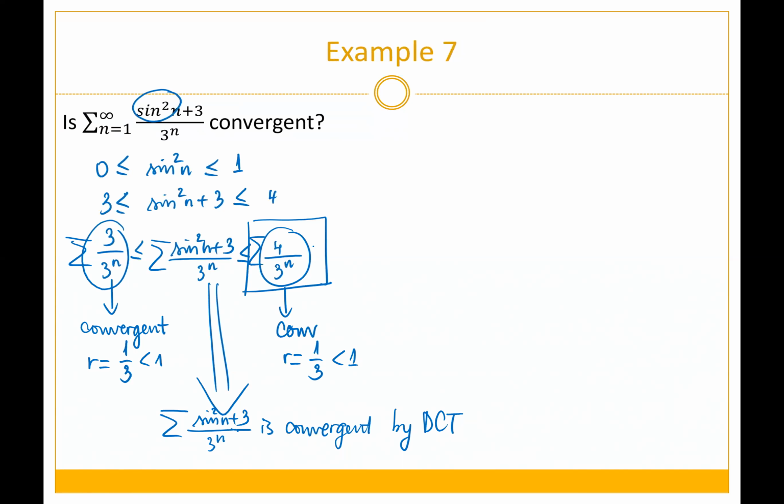So before I go to example 8, anyway, 4 over 3 is less than 1. No, not 4 over 3. R here is 1 over 3. You look at the series, it's 4 over 3 to the n. This is not 4 over 3 to the n. Do you see what I'm saying? The factor here is 1 over 3 and not 4 over 3, right? So this one, if you write it down, is 4 multiplied by 1 over 3 to the n. Do you see what I'm saying here?